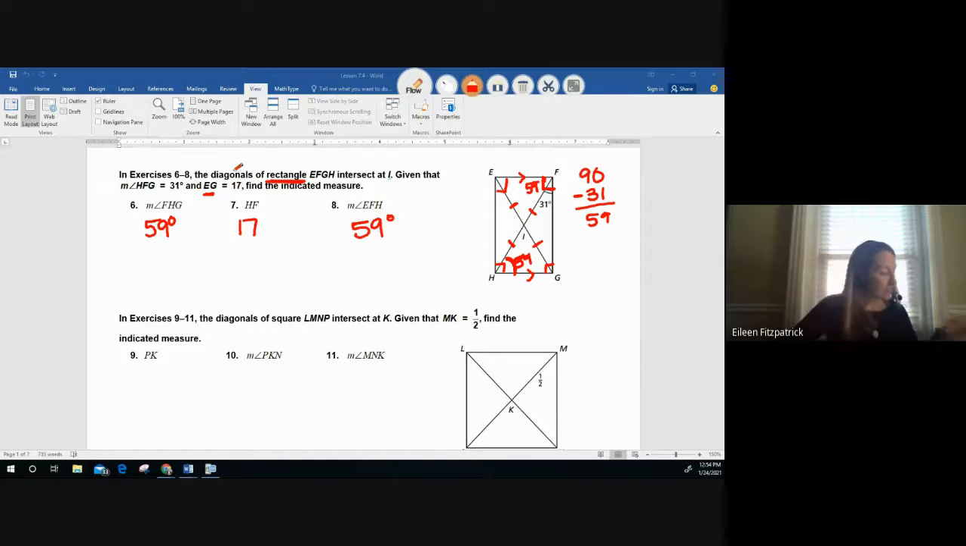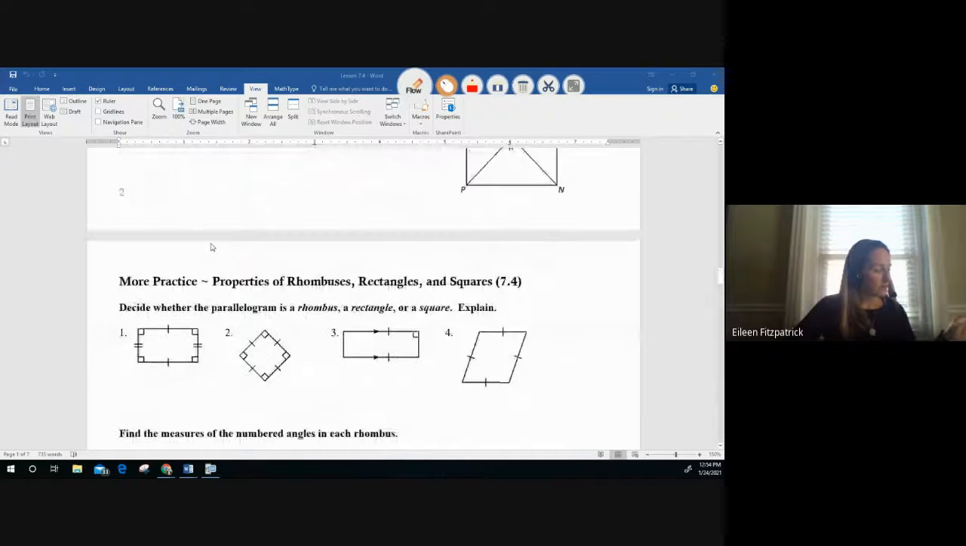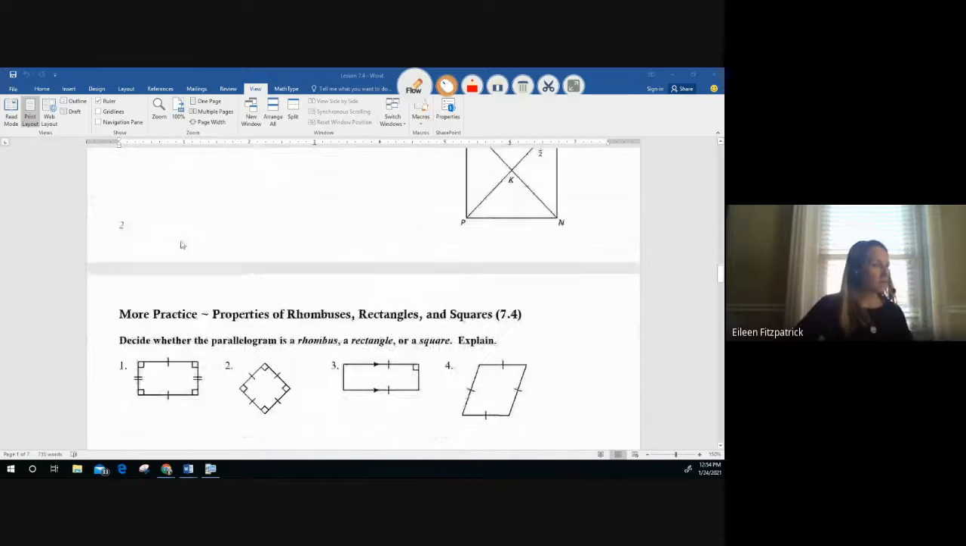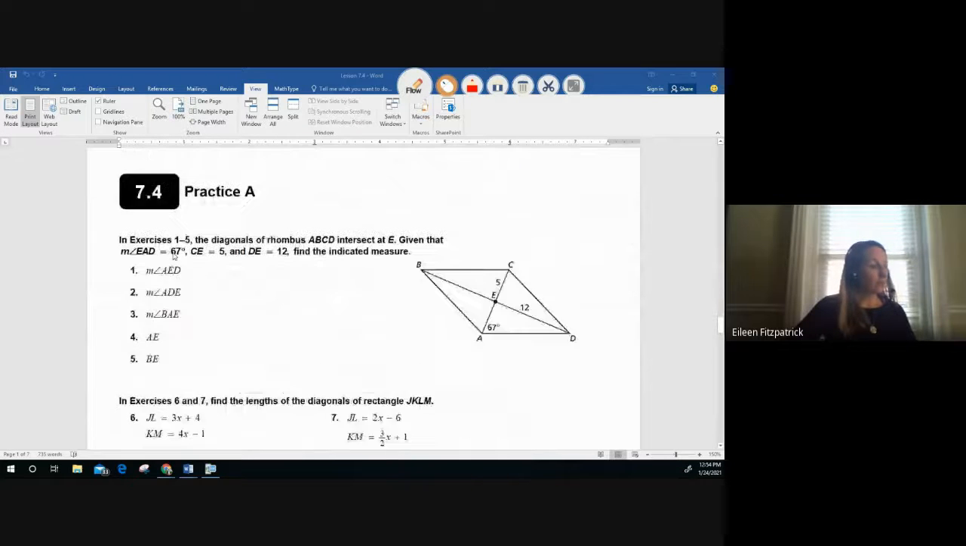Let me see what else I wanted to jump to. I think that is actually going to be it. Let me just see real fast. Is this the page? No. Yeah, that was going to be it.